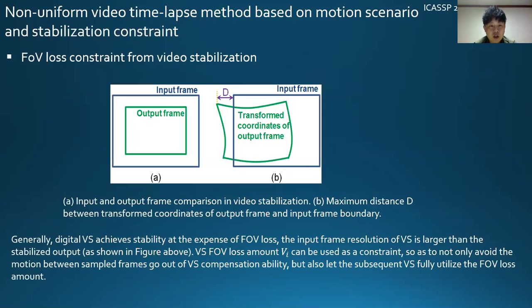Now the FOV loss constraint from video stabilization. Usually digital VS achieves stability at the expense of FOV loss. The input frame resolution of a VS is larger than the stabilized output, as shown in this figure. VS FOV loss amount Vi can be used as a constraint so as to not only avoid the motion between sampled frames going out of the VS compensation ability, but also let the subsequent VS fully utilize the FOV loss amount.